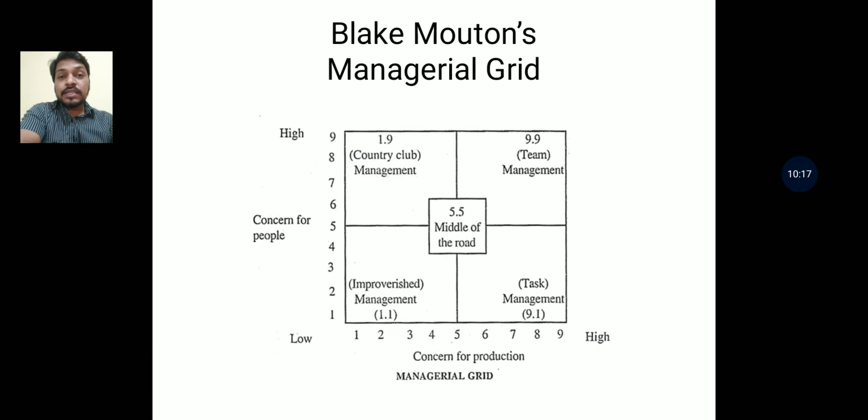The University of Michigan also led to the formation of Blake Mouton's managerial grid, and we'll be doing Blake Mouton's managerial grid in the next part of this video, because again we are exceeding the limit of 10 minutes. So we'll be doing that in the next part. Stay with me. Thank you.